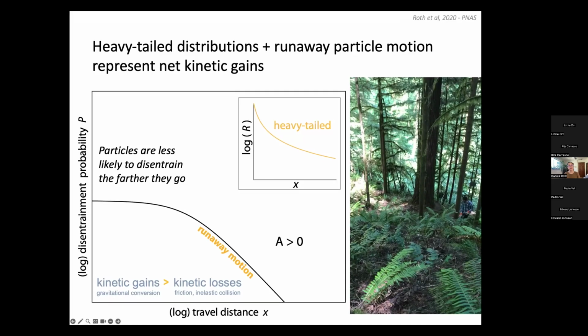And this is the fundamental advantage of this type of model. It's probabilistic, so we're not necessarily accounting for every single particle, but it has clear links to physical controls. So for example, we also know intuitively that particles will travel farther on steeper slopes. So we're more likely to shift our distribution toward a heavy tail in that way.